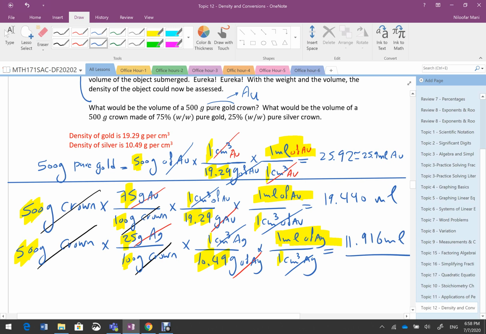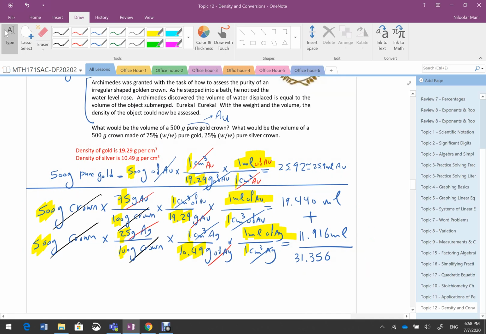Then I can add these together. 19.440 plus 11.916, which is 31.356 when I add them. Why do I have to add? Because 75% is that, 25% is that, and 100% is together. So when I add them, it is almost 31.4 milliliter.